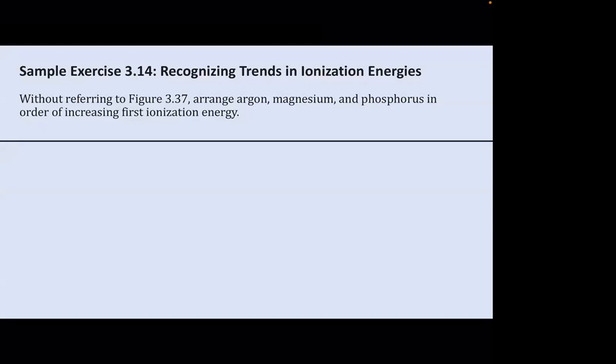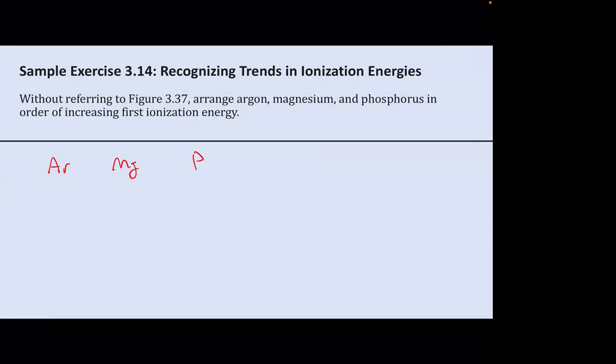Arrange these in order: argon, magnesium, phosphorus, in order of increasing first ionization energy. You always have to say first, so people know that's what you mean. So we want increasing, so the first one we're going to list has the lowest ionization energy. Which one is that?